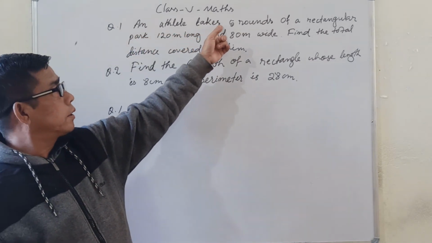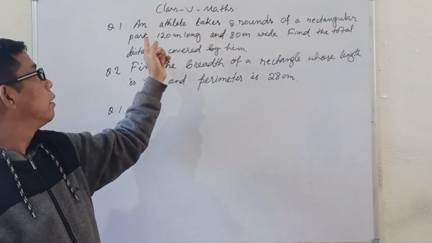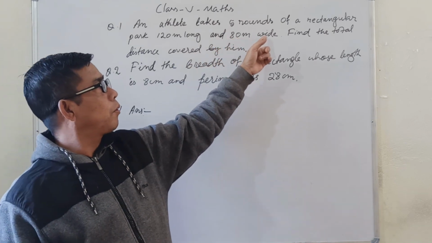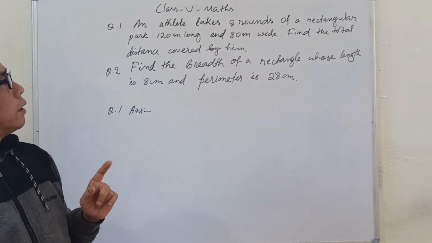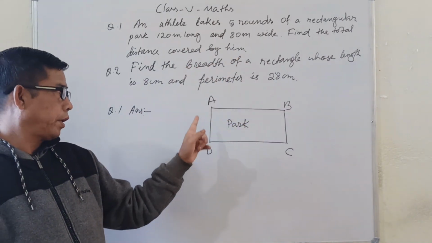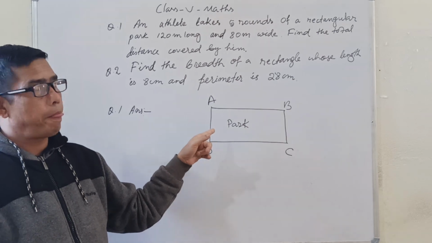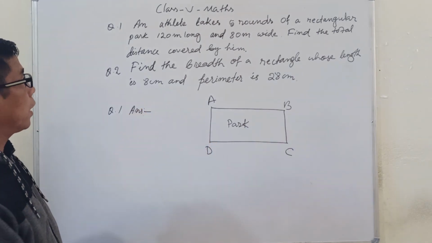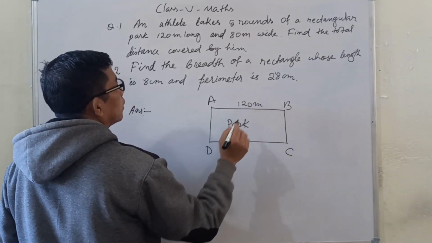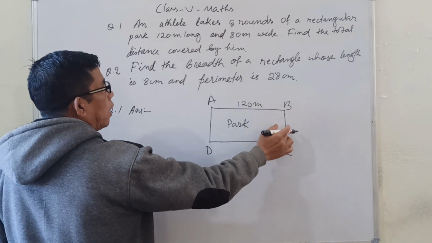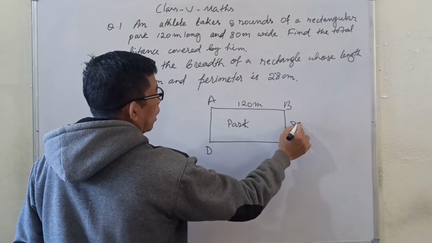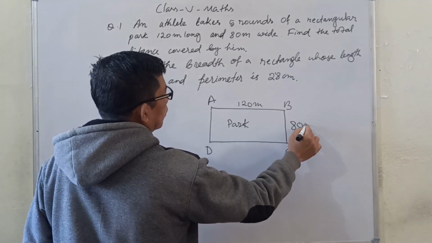An athlete takes 5 rounds of a rectangular path, 120 meter long and 80 meter wide, and find the total distance covered by him. Let ABCD be the rectangular path, and length of this path, that is AB, is 120 meter, and width of the path, that is the breadth of the path, is given to be 80 meter.